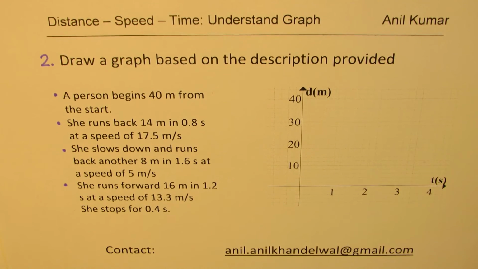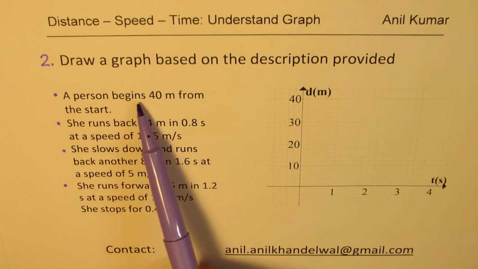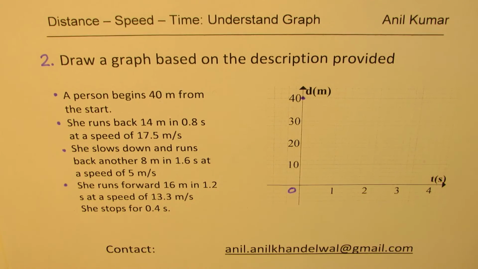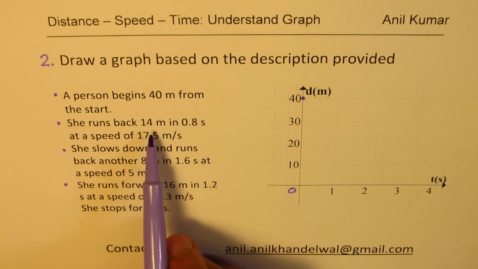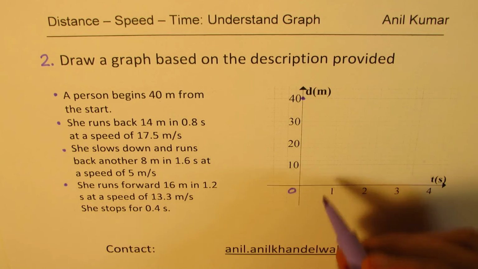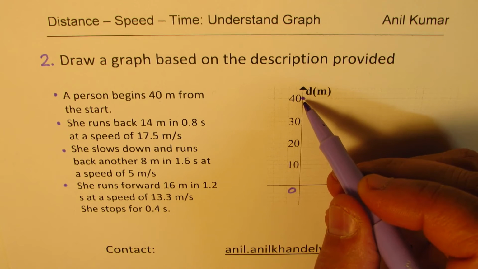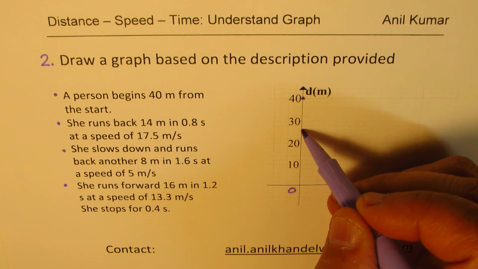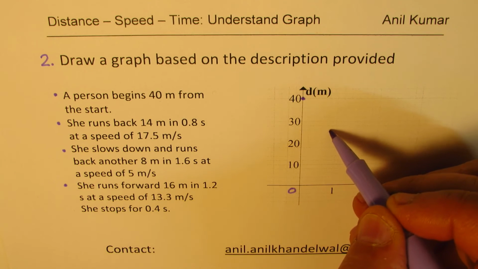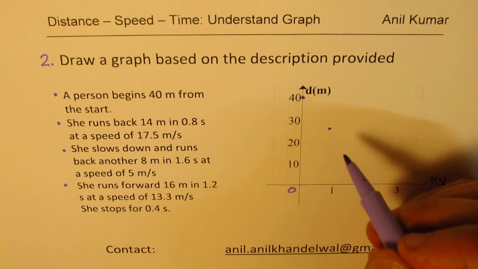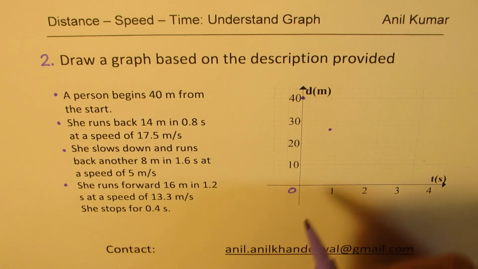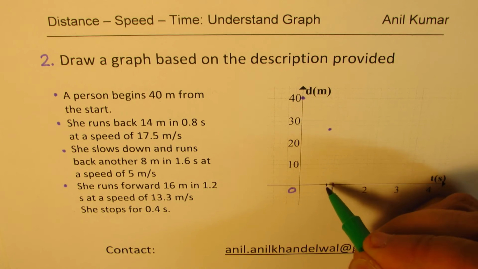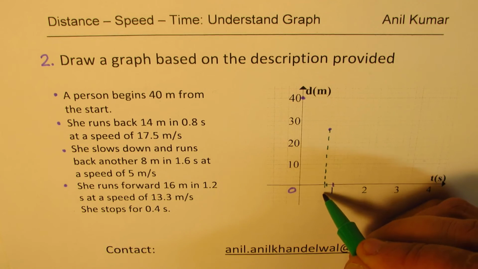Here is how I will do it. It says a person begins 40 meters from the start. So that is 40 meters, right? At 0 time. Time starts now. And then she runs back 14 meters in 0.8 seconds. So on this scale, from here, we have to come down to 14 meters. This is 10 meters, and then each unit here is 2, so that becomes 14. And this 14 meters is covered in 0.8 seconds, so that is the approximate position. The lines are not all that clear. So this is 1 for you. So 0.8 will be 2 units before 1, so kind of here. Do you see that? So this is the position at 0.8 seconds, correct?